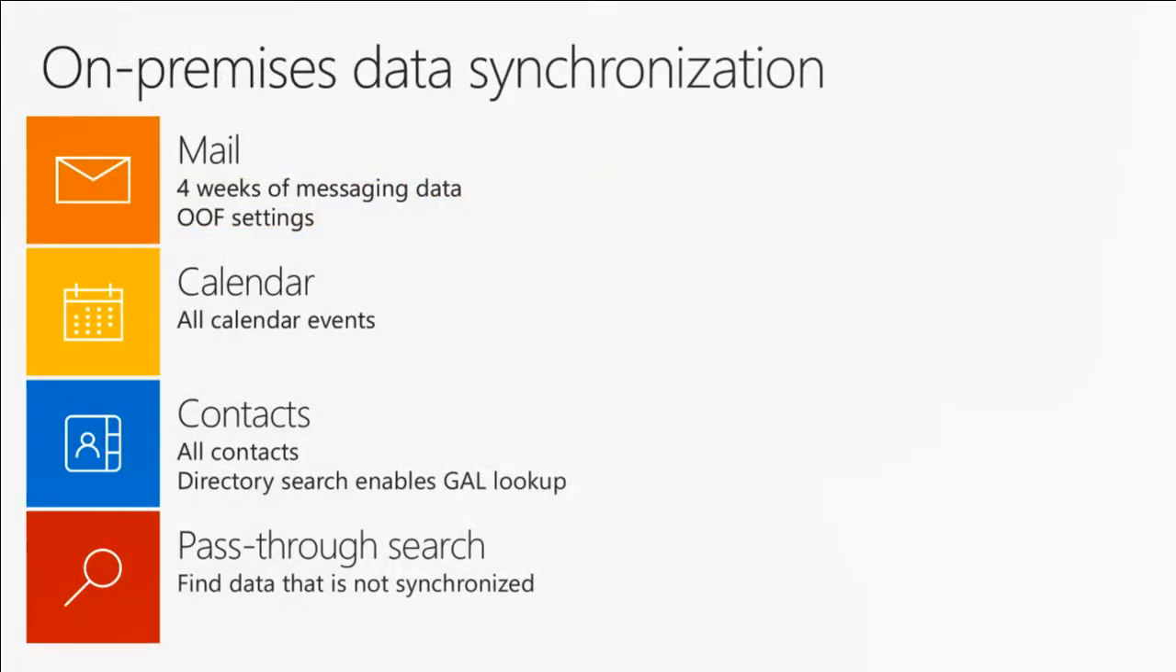What data do we synchronize? We synchronize 4 weeks of message data, your out-of-office settings, all of your calendar, and all of your contacts. Now, what happens if you need to find something that isn't in this set of data? Well, we support directory search because you're doing your full directory synchronization. So we can do that. We also have built a feature that we call pass-through search. Pass-through search allows an on-premises user to go find data that's outside of that 4-week data synchronization. So if I need to find a message that Alan sent me from 3 months ago, I'll be able to find it while on the go with Outlook Mobile.